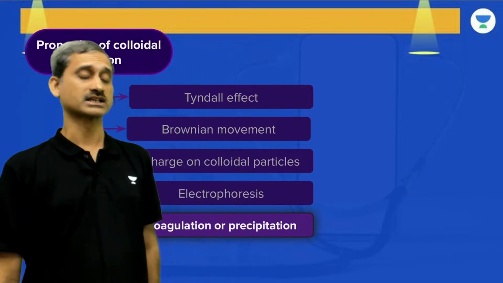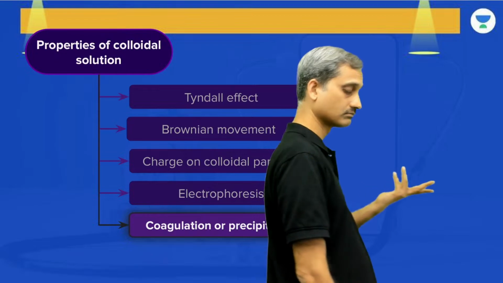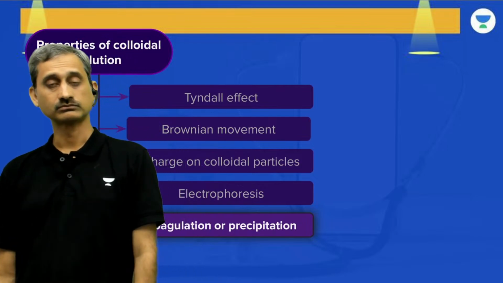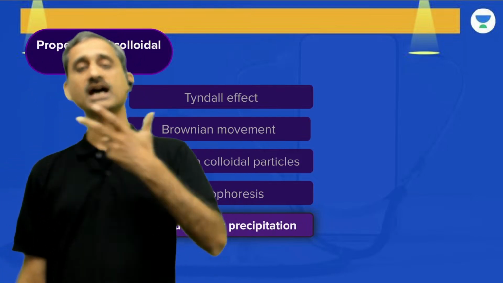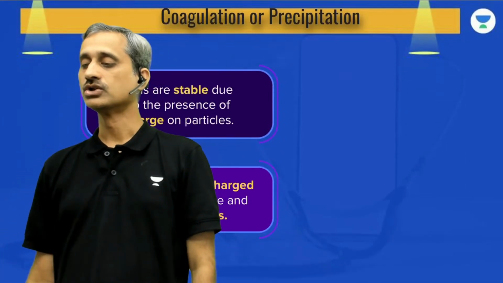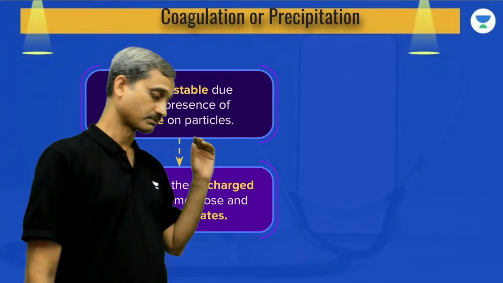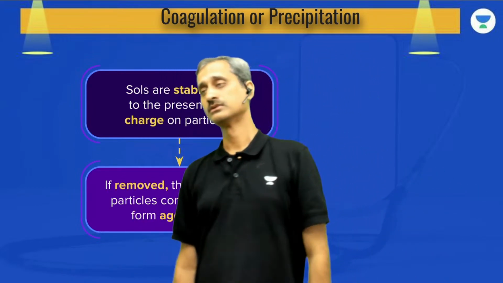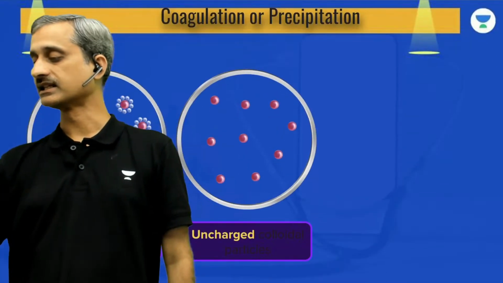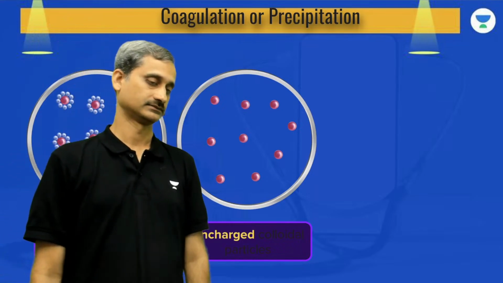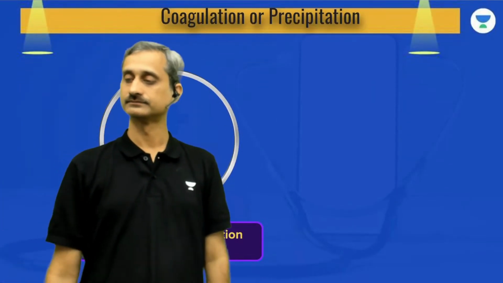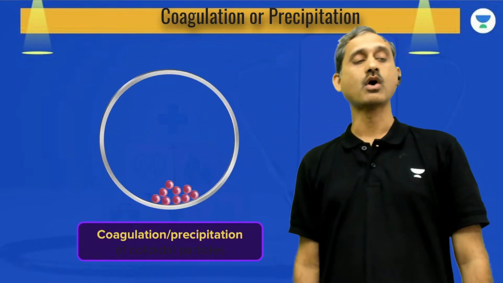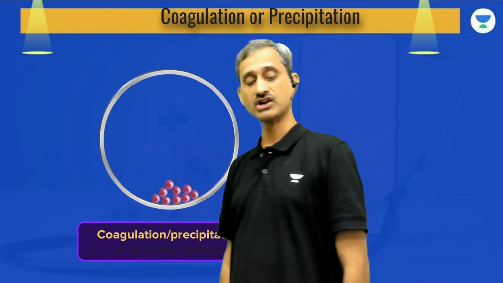Now, what could be responsible for removing the charge? There could be a lot of methods. One is to put an ion of opposite charge to the colloidal particle. It's going to remove the excess charge, and the colloidal particles are going to join together to form the precipitate or suspension. So just remove the charge from the colloidal particles and they are going to coagulate or precipitate. Is that clear? So precipitation or coagulation is going to take place if the charge is removed.